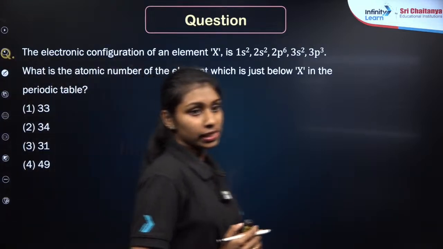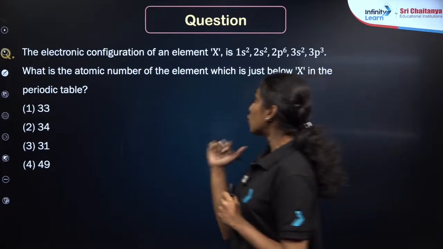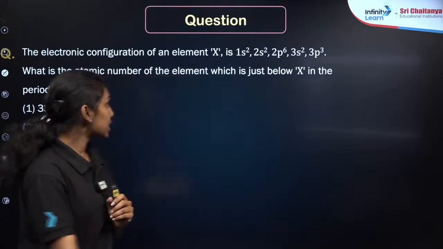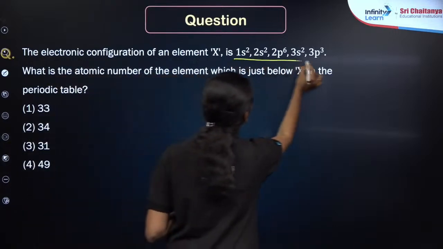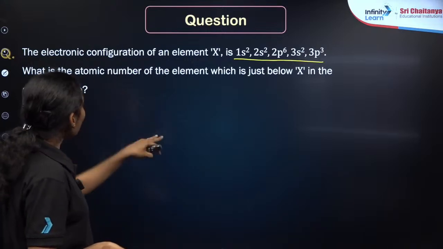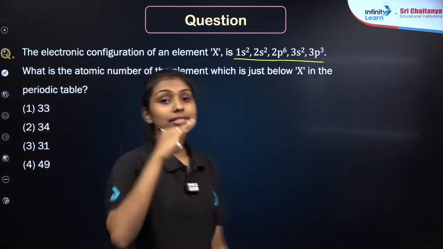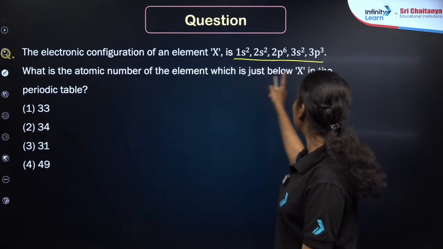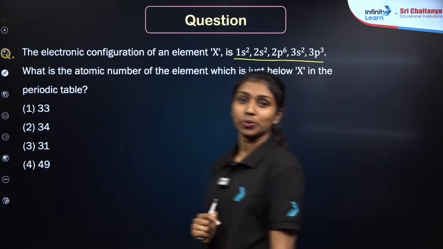Here is the last question. The electronic configuration of an element X is given as 1s2, 2s2, 2p6, 3s2 and 3p3. What is the atomic number of the element which is just below the element X in the periodic table?